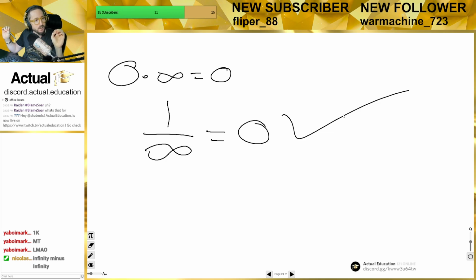Why must it be 0? Well, because you're taking any number and dividing it by the biggest number in the universe, right? That has to get you to 0.